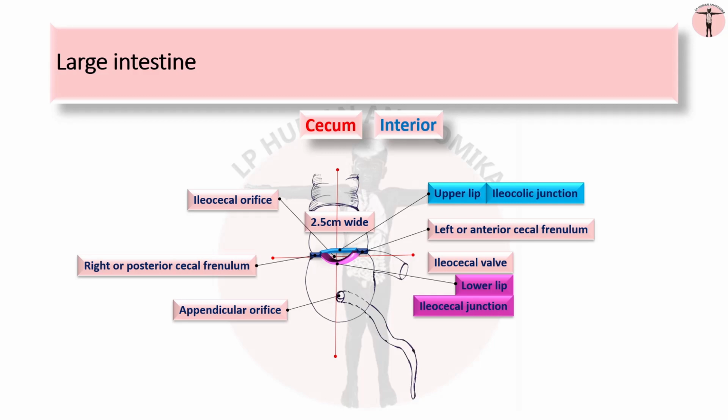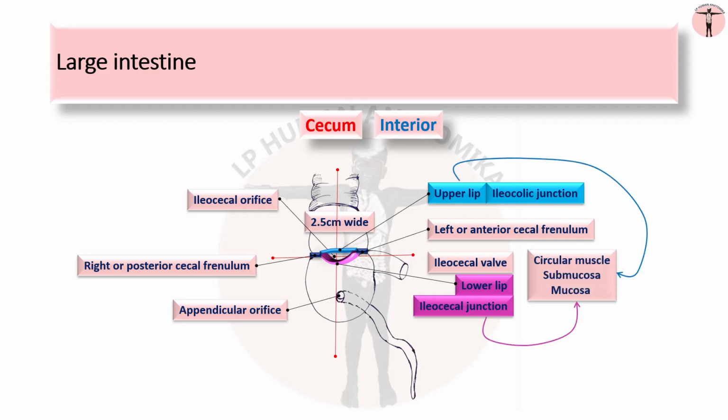Each lip is made of a thickening of the circular muscle coat covered by the submucosa and mucosa. The circular muscle of the lower end of the ileum, called the ileocecal sphincter, serves as a sphincter and controls the flow of contents from the ileum into the cecum and prevents regurgitation of contents of the cecum into the ileum. The smooth muscle tone is reflexly increased when the cecum is distended. The hormone gastrin, which is produced by the stomach, causes relaxation of the muscle tone.